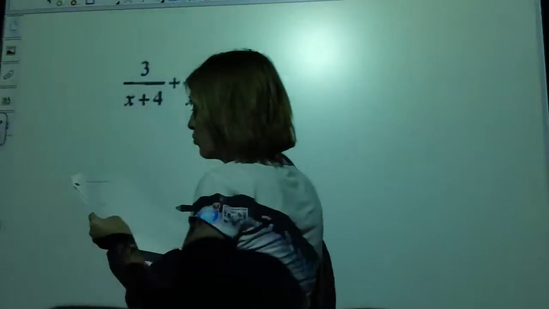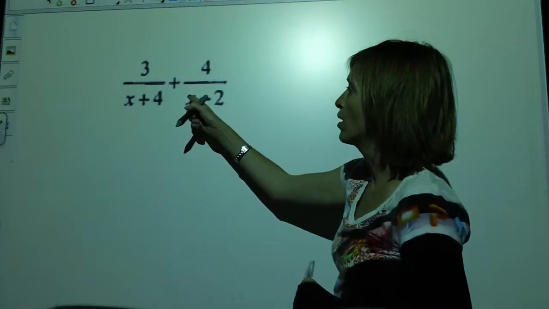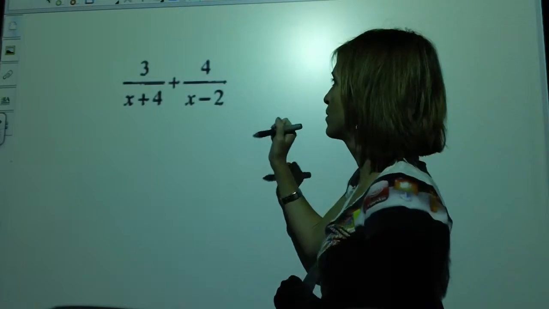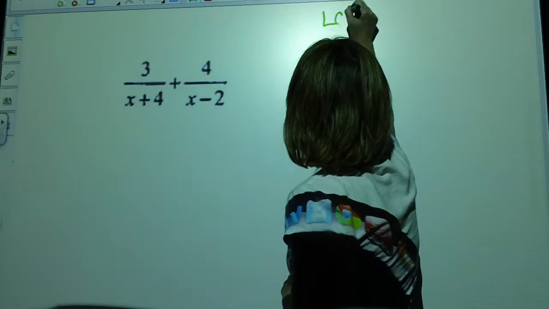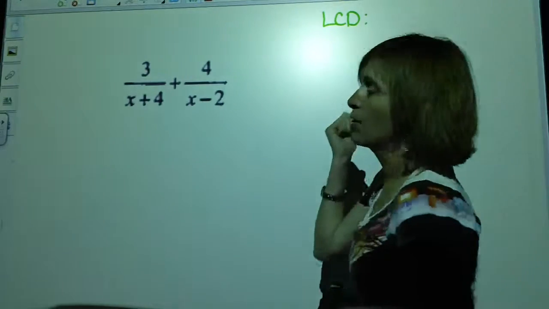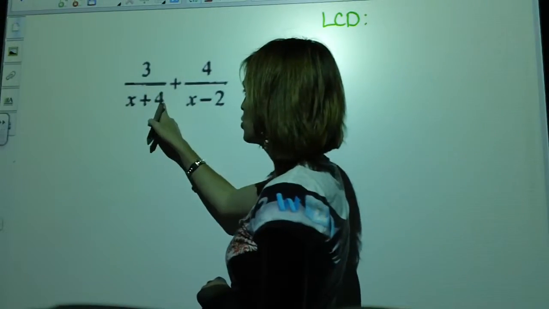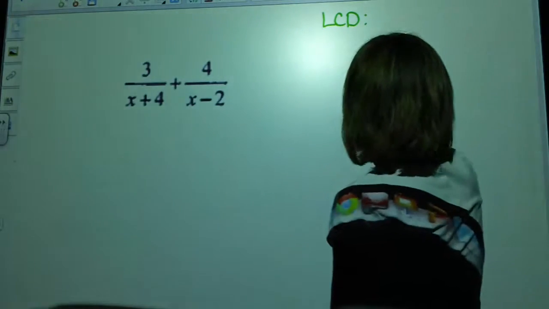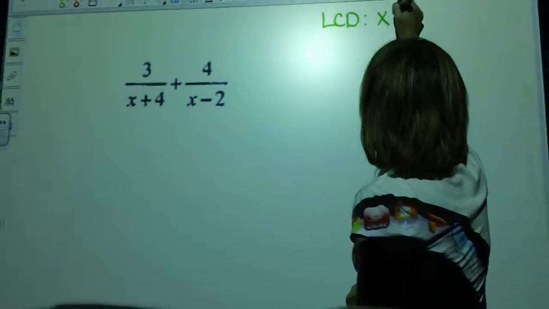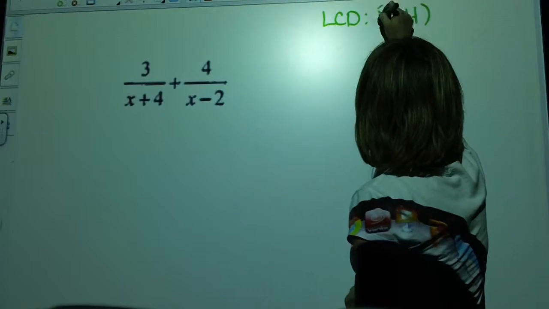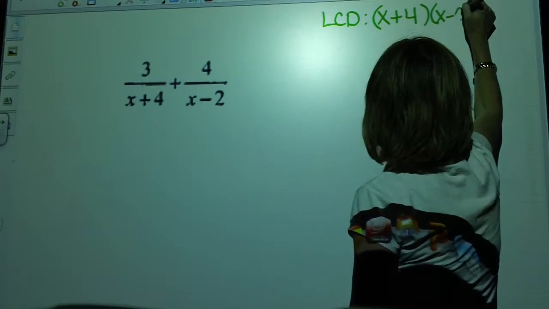All right, so 3 over x plus 4 plus 4 over x minus 2. So the first thing we want to do, and we want to do it off to the right, is write down our LCD. All right, so we look at every product, and that expression is a product, that expression is a product. So my LCD would be x plus 4 times x minus 2.